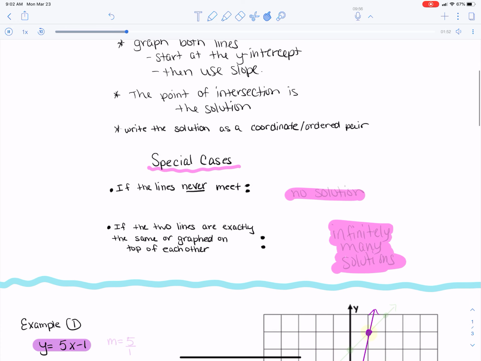Now, a few things to remember are there are some special cases. Now, the first special case is if our lines never meet. Well, if they never meet, they're never going to have a point of intersection. That means there is no solution. Right, the other special case is if the two lines are exactly the same or graphed on top of each other. So pretty much every single point is the same solution, which means we have infinitely many solutions.